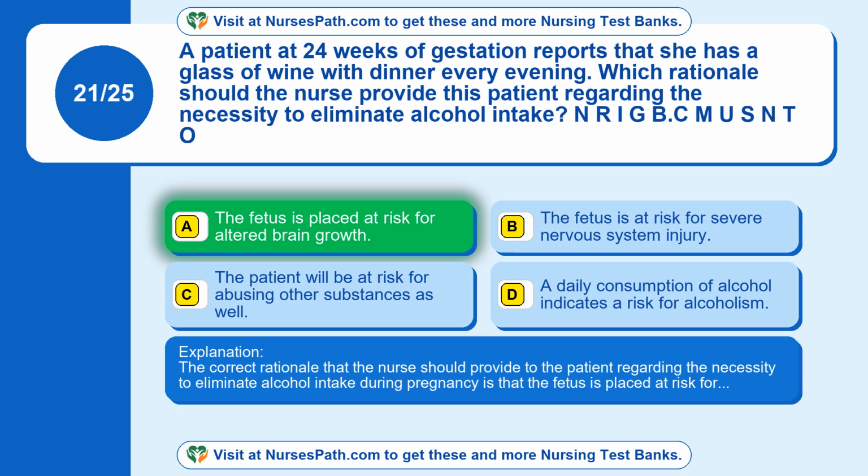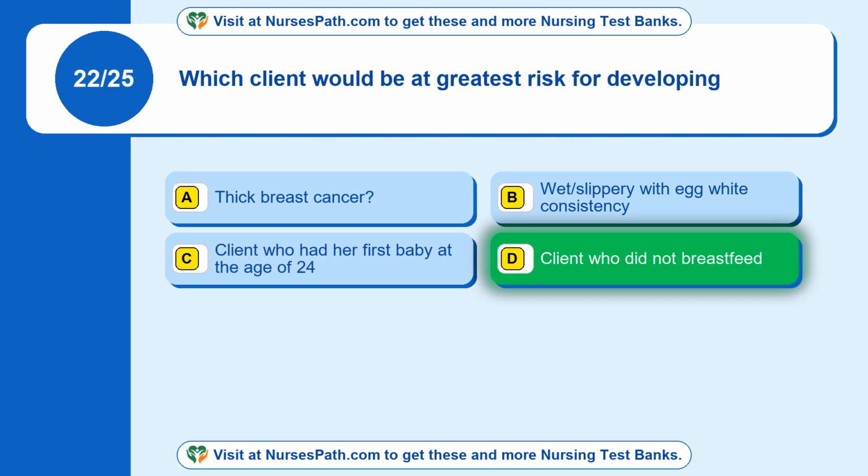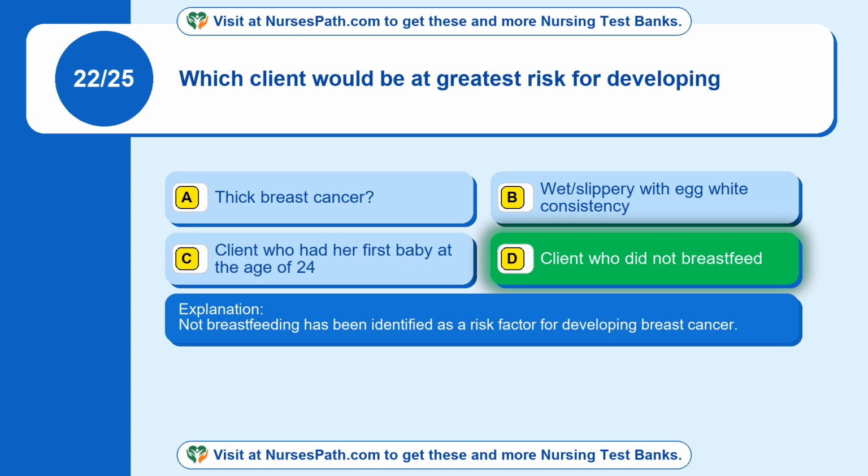The correct rationale that the nurse should provide to the patient regarding the necessity to eliminate alcohol intake during pregnancy is that the fetus is placed at risk for altered brain growth. Question 22. Which client would be at greatest risk for developing breast cancer? Option A, thick breast cancer. Option B, wet/slippery with egg white consistency. Option C, client who had her first baby at the age of 24. Option D, client who did not breastfeed. The correct answer is option D, client who did not breastfeed. Not breastfeeding has been identified as a risk factor for developing breast cancer.